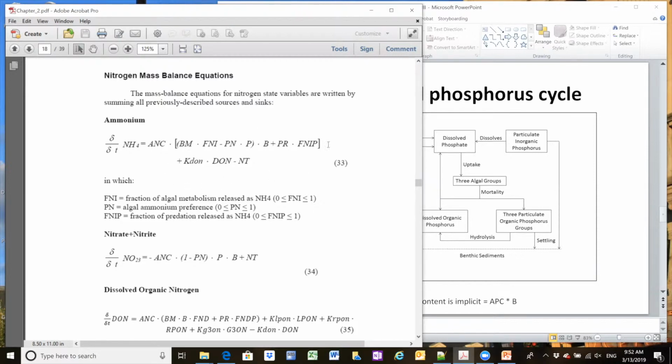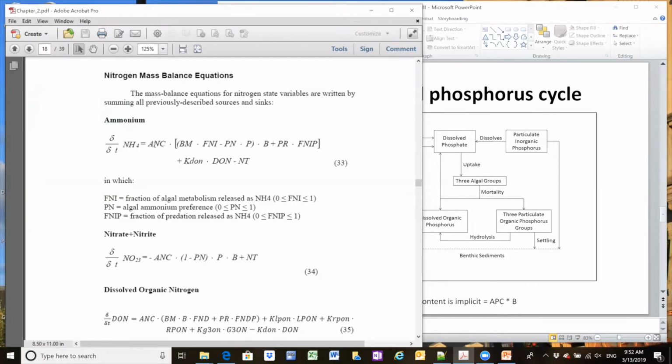All of this stuff in that square bracket is the influence of phytoplankton on ammonium. And you'll notice that in the front of it, we have our old friend, that ANC, the nitrogen to carbon ratio, because the phytoplankton are quantified as carbon, but we have to convert whatever happens to the phytoplankton carbon to whatever happens to the phytoplankton nitrogen.